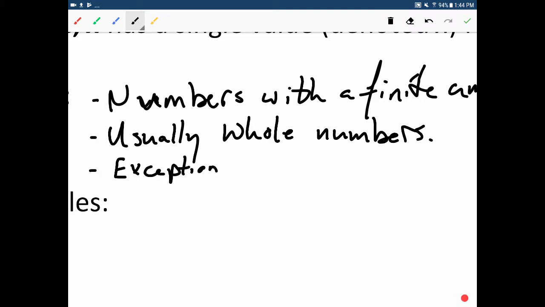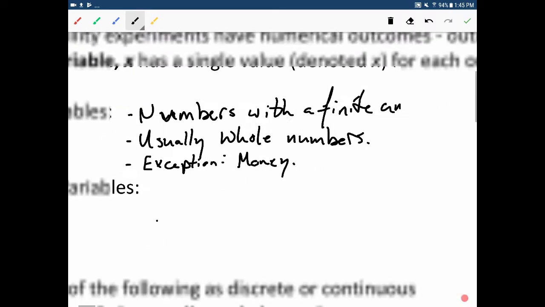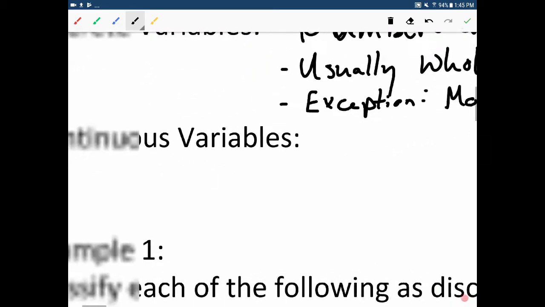But the exception to the whole no decimals is money. Money is a discrete variable, and that's because you can't have part of a cent. So even though we can have two decimal places, it could be $3.23, you can't go any further than that because we do only deal in cents.